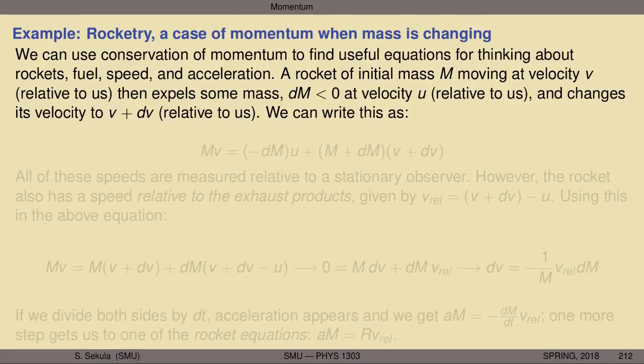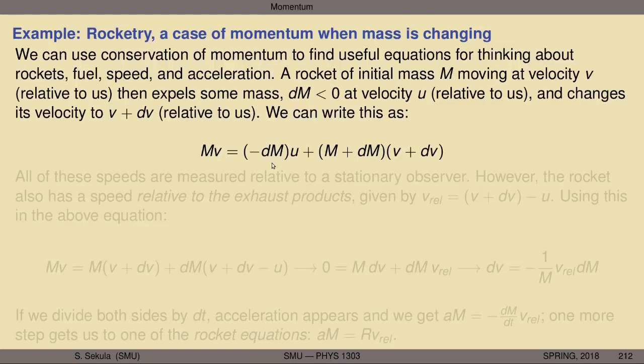So ejecting this matter out the back will cause some change in the velocity of the rocket. It starts at v, but then after ejecting mass dm, it will be at v plus dv. And again, that's relative to us, the outside observer. So we can write this conservation equation as the original momentum, the mass of the original rocket times its original speed v, must be equal to the negative of dm.